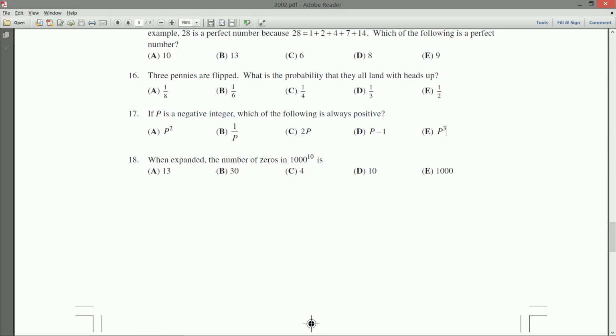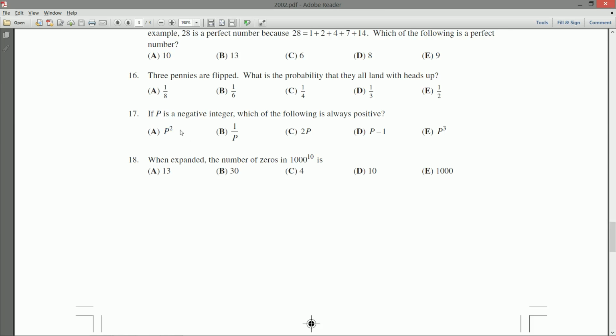Okay. Now, for some of you who are a little experienced with this stuff, p squared will jump right out at you. Squares are always positive unless it's 0 squared. And if you notice that, you could bubble in A and move right along. But suppose that didn't jump out at us because we're inexperienced, or maybe we're just having an off day, we didn't see that right away.